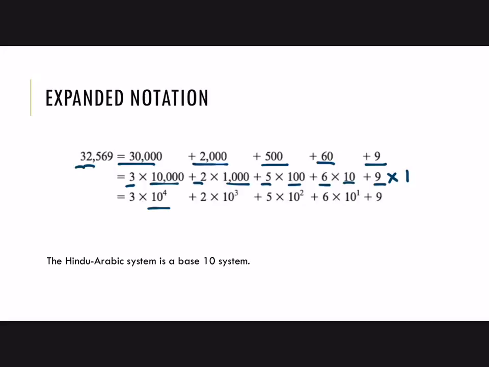Okay? And just as a review, remember that if you're trying to find the exponent, it matches the number of zeros. So 10,000 has 4 zeros, and that's why it's 10 to the 4th. And you can see this is why we call this a base 10 system. All of these are based on place values, which are groups of tens and powers of tens.